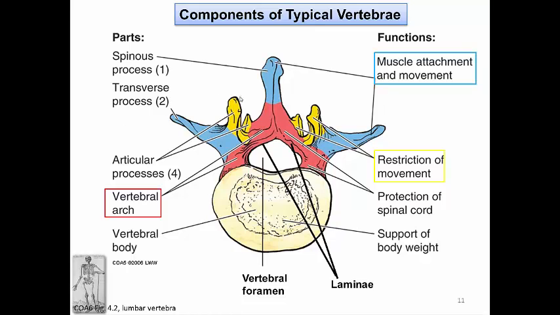And then we also have several bony processes that arise from the arch of the vertebrae. Usually from a typical vertebrae it's about 7. We have, for instance, the spinous process. We have 1 per vertebrae, which is responsible for muscle attachment. The transverse processes are also responsible for muscle attachment. There are 2. There's 1 on the left and 1 on the right side.